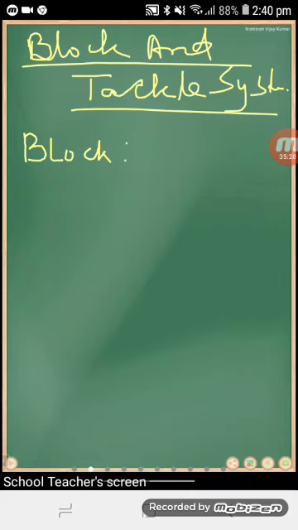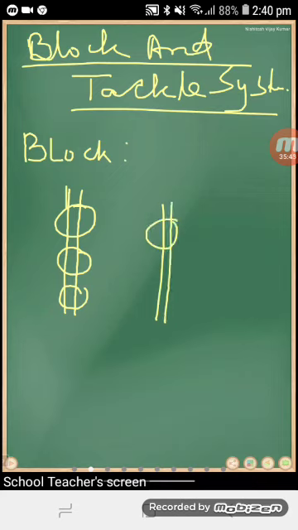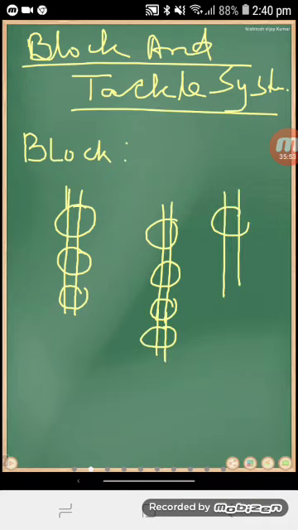Block is basically a framework where two or more pulleys are attached to the frame. Okay, so any number of pulleys. So say for example, if I am having a block, I will be having a different number of pulleys being attached to it. Okay, so this will be called the block. Or I may have this, so this entire arrangement is called your block.